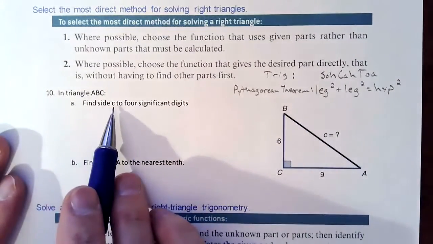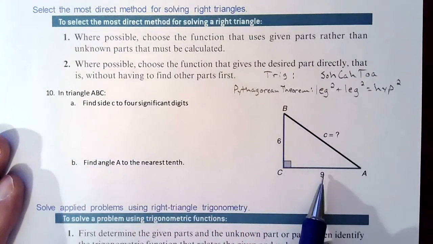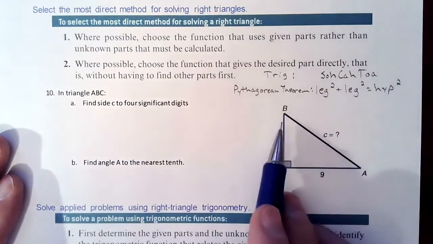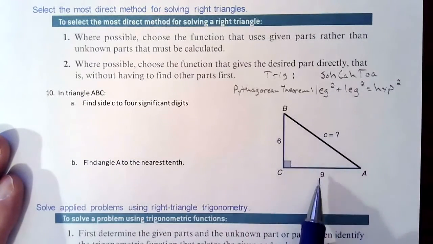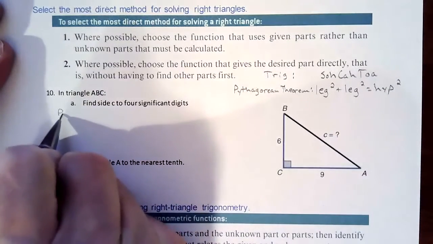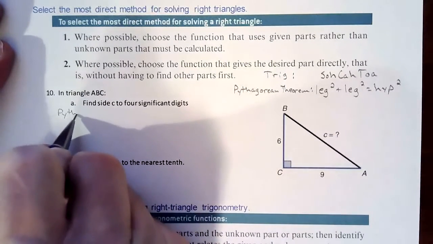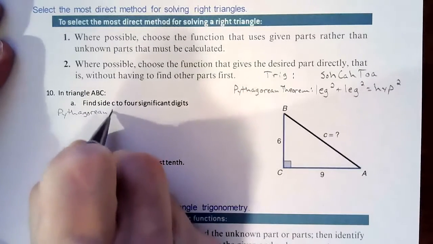So if you're going to find side C, and you're given this side is a 6, this side is a 9, here's C. Nothing in here talks about angles. And so you have 2 out of your 3 sides, so this is very much a Pythagorean theorem thing. Pythagorean theorem.